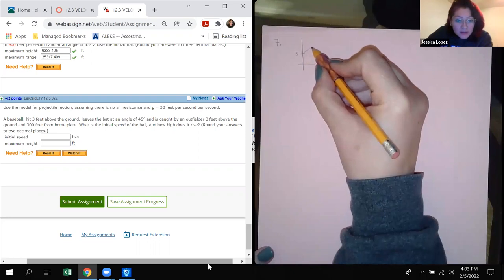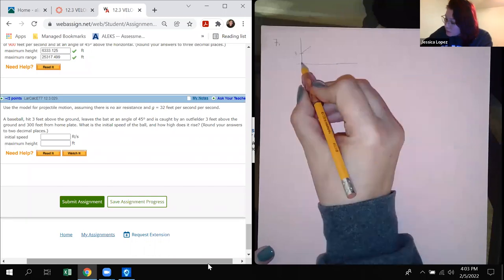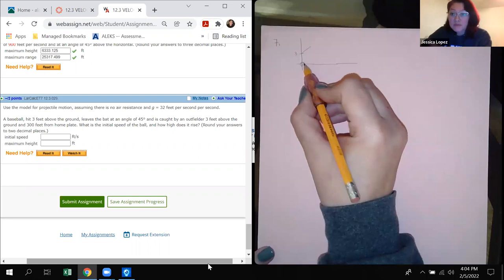And then it is caught by an outfielder 3 feet above the ground at 300 feet from home plate. So if you're saying this is home plate, wherever they hit the ball, I don't even know what shape. I think it's like a diamond, right? A home plate. I haven't played baseball forever.